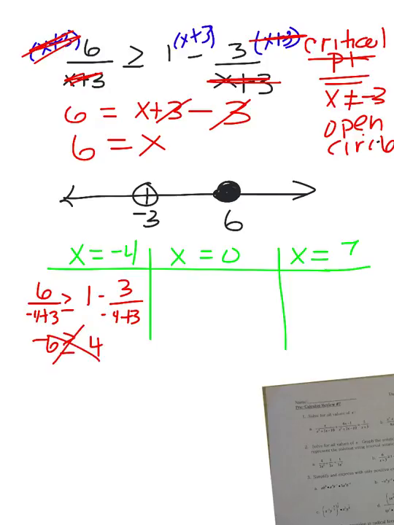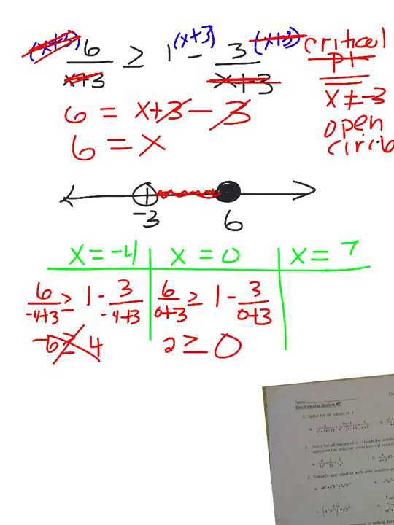Now let's try 0. So it's 6 over 0 plus 3 is greater than or equal to 1 minus 3 over 0 plus 3. So I have 2 is greater than or equal to 0. And that's obviously true. So I shade in the middle.